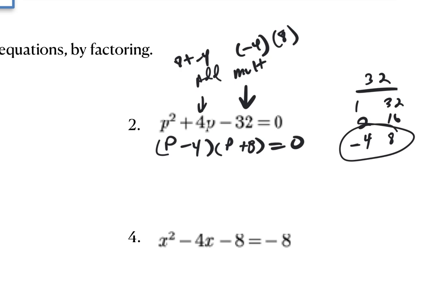Now that this is in factored form, I can determine that there are two solutions. One of them is positive 4, and one of them is negative 8. Those are the things I could plug into each of those factors to create a situation where, when things are multiplied, 0 will be the outcome.